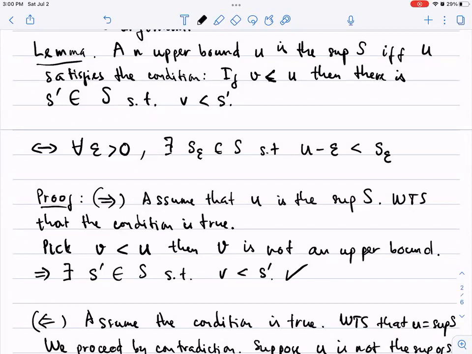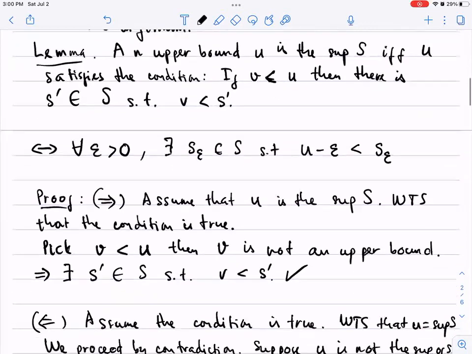In one direction, we assume that U is the supremum of the set S, and we want to show that this condition is true. So we pick a random number v smaller than U. Then by the definition, because U is the smallest upper bound and v here is even smaller than U, v here is not an upper bound.